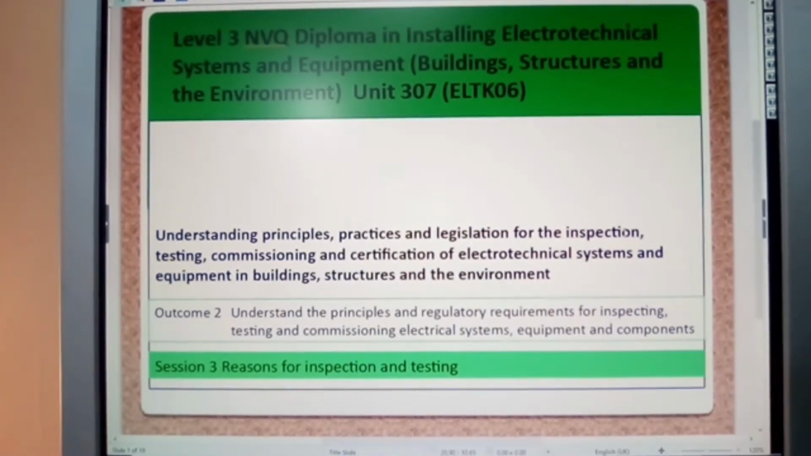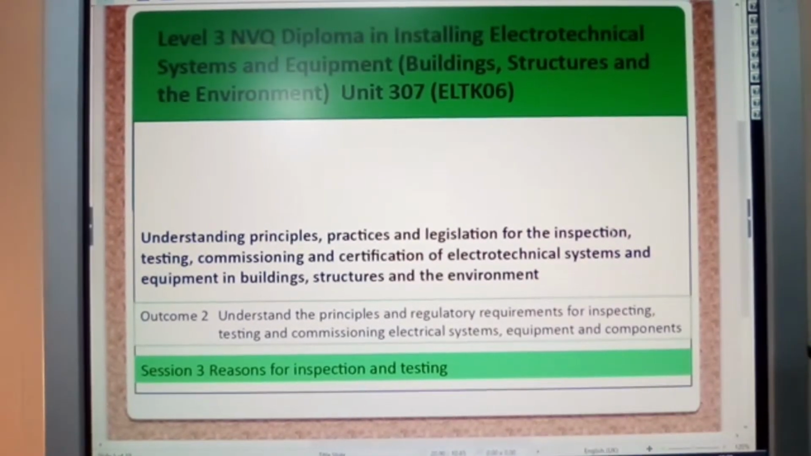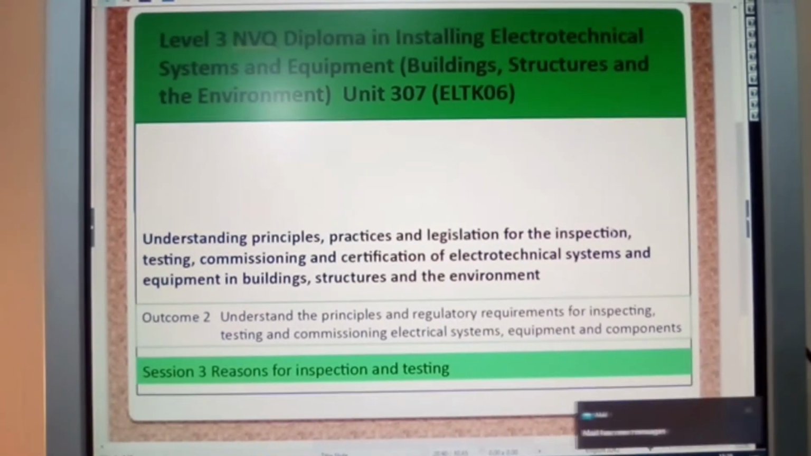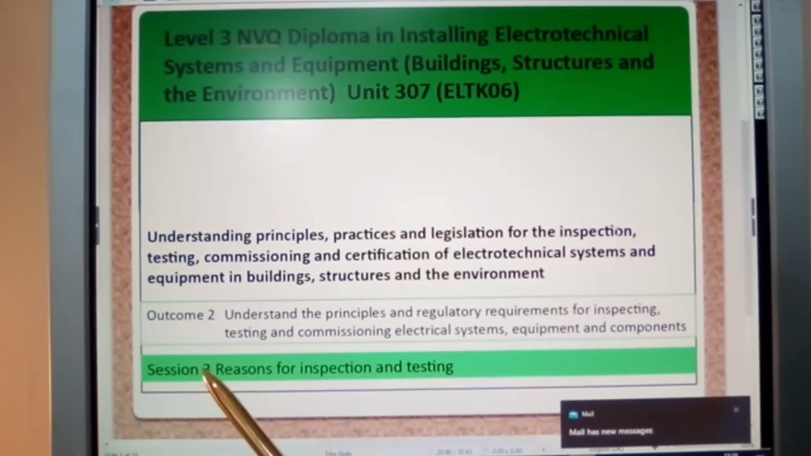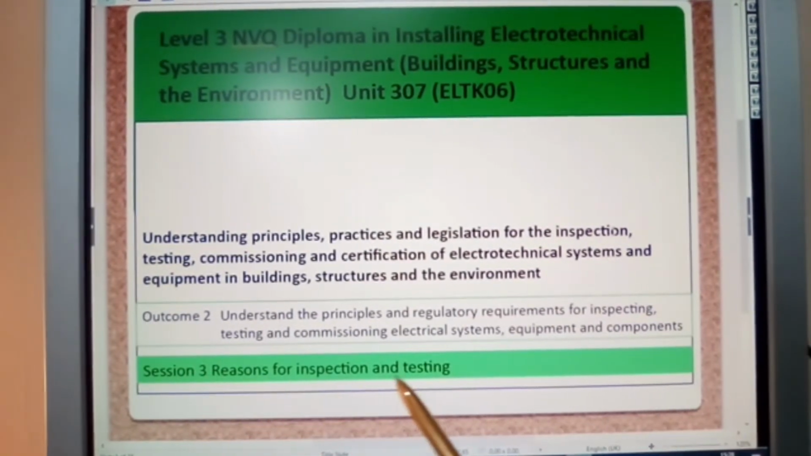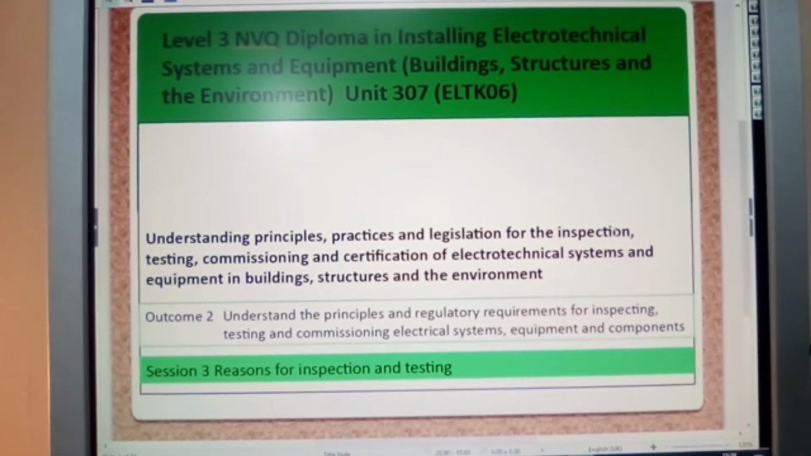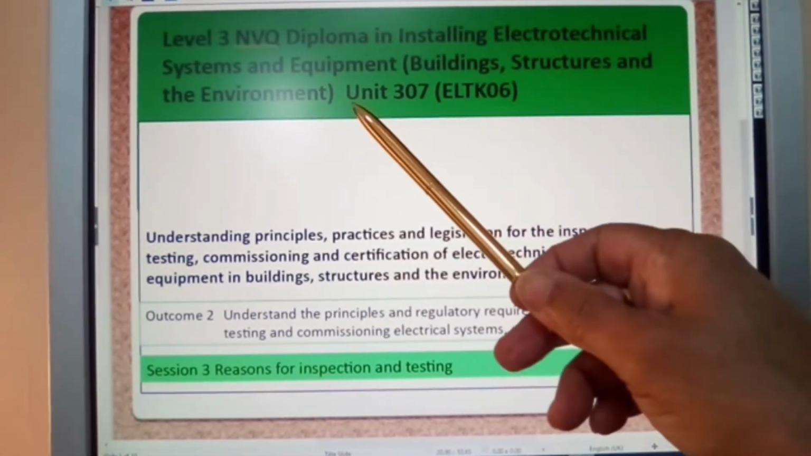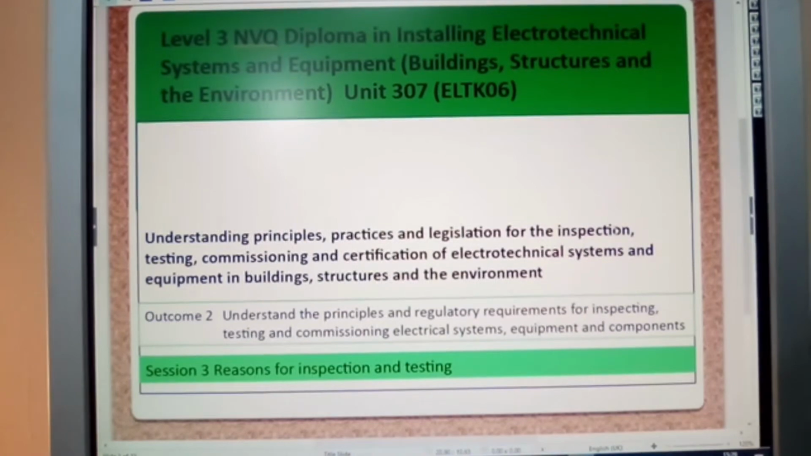Okay, welcome back. What I want to continue with is looking at Unit 307, Reasons for Inspection and Testing. Okay, and we look at Section 3, Reasons for Inspection and Testing. Again, we're looking at Unit 307. And we'll carry on from that point, okay?